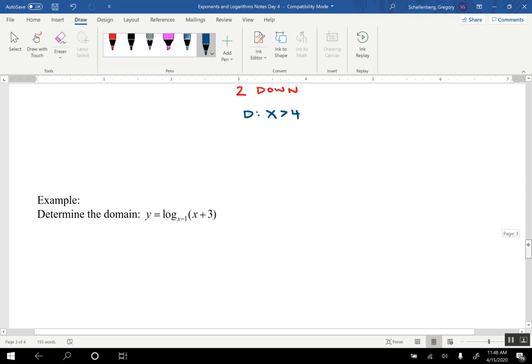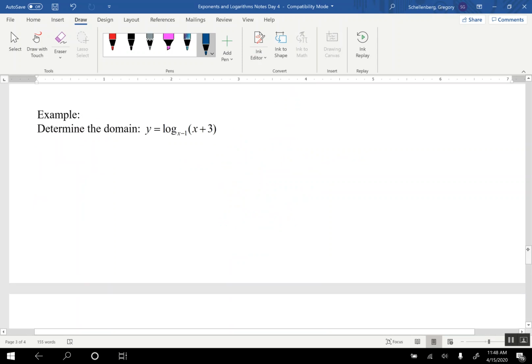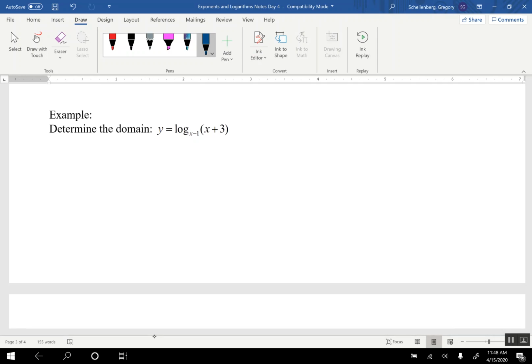Okay, moving on. Determine the domain of this. So we've got log base x minus 1 of x plus 3. We've got to look at some of our restrictions here. So let's look at this in 2 parts. We're going to look at the domain of the base to begin.